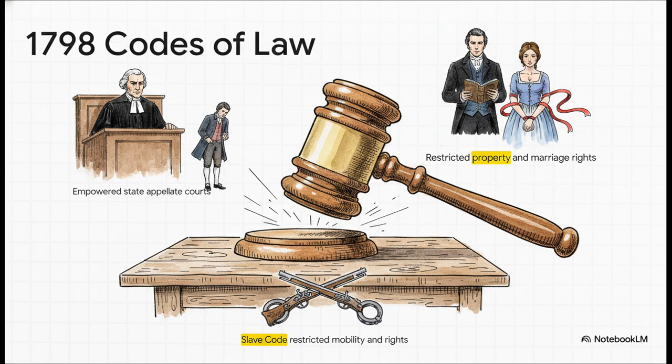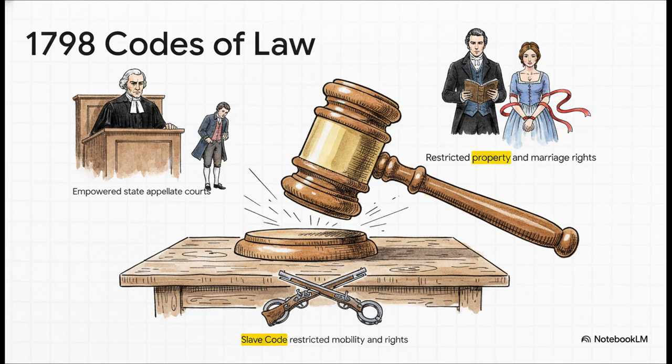At the same time, they passed a marriage code. Now, out on the frontier, marriages and divorces were often pretty informal. But the state stepped in and mandated licensed Christian ministers for ceremonies and strictly restricted a woman's right to own property or enter contracts on her own.